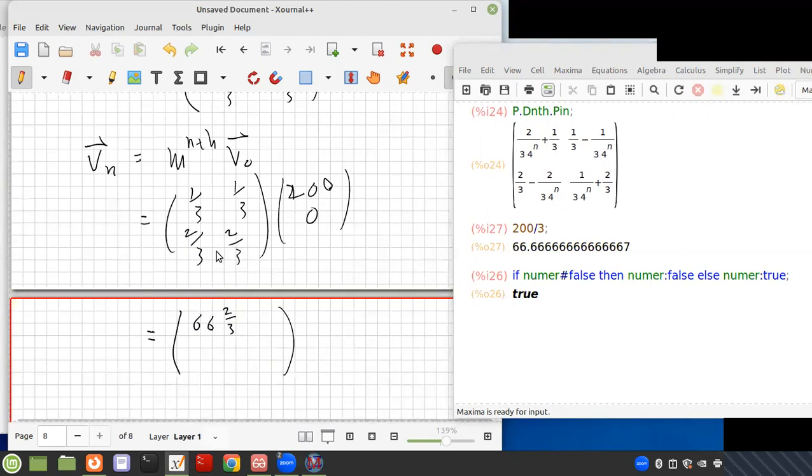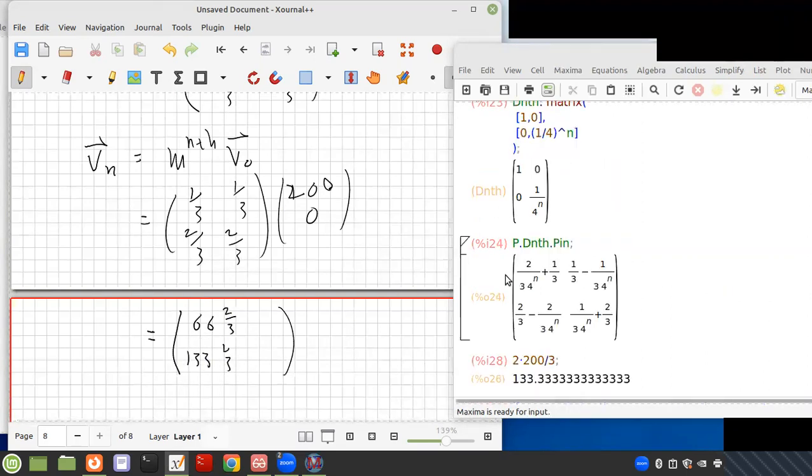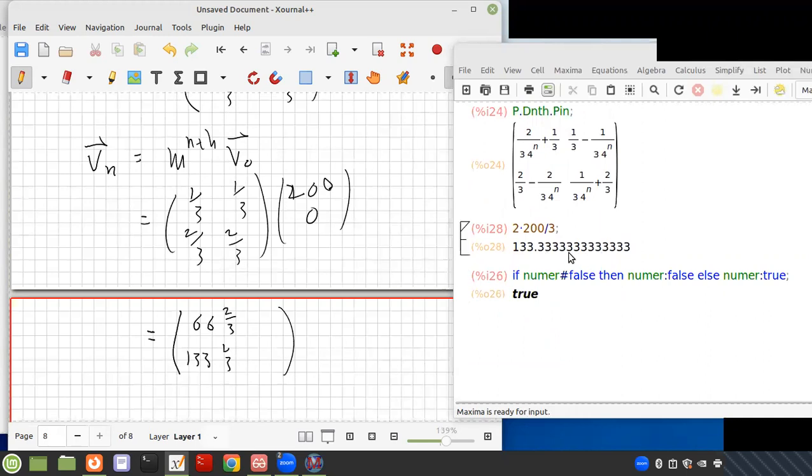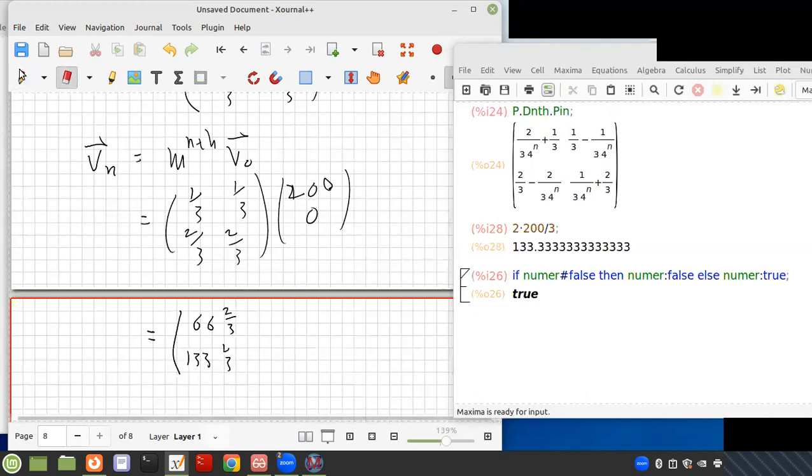And the bottom one here is going to be twice that, right? It's going to be 2 times, 133 and 1/3. So that's going to be 199 plus 1. So it actually adds up, despite the fractions here, because you can see the exact fractions, it adds to 200. Okay.